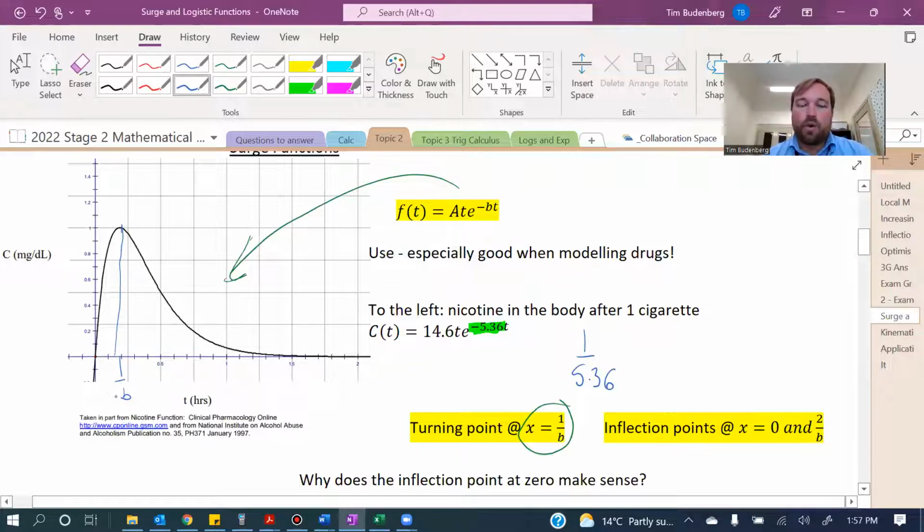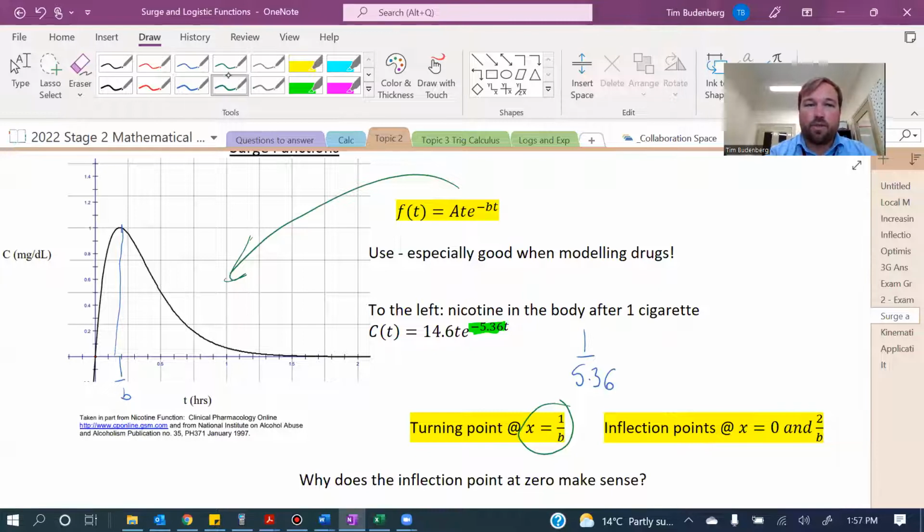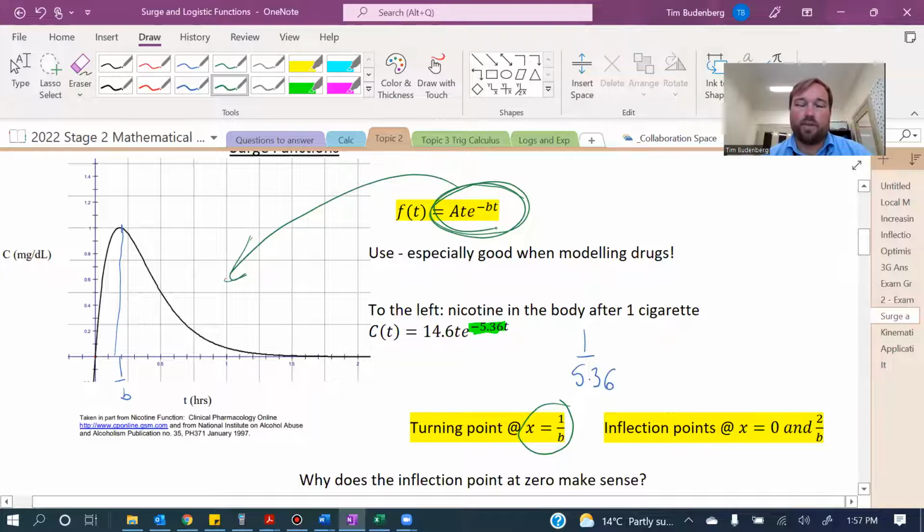So you guys would need to be able to do two things. Firstly, in theory, I can ask you to take this, differentiate it using product rule, factorize it, and solve for when it's equal to 0. But it's much quicker in your notes if you know that the first derivative will equal 0 at 1 on b. The second derivative will equal 0 at x equals 0 and x equals 2 on b.